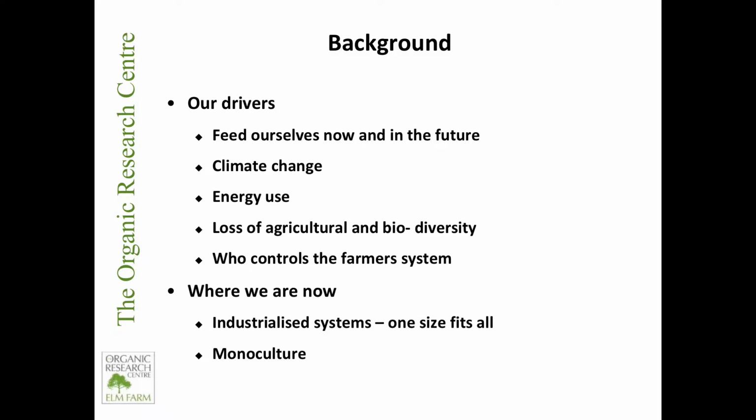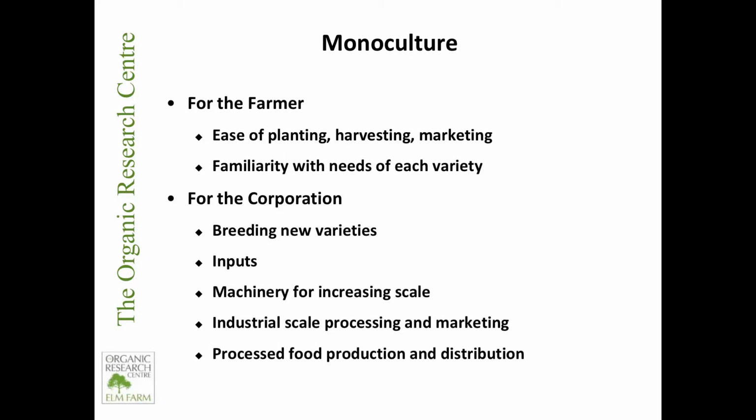And so we're now in a situation where we have an industrialized system where one size fits all. It's produced somewhere, maybe processed somewhere else, bought somewhere else, and consumed somewhere else. And we're continually driven down the monocultural route. There are benefits. For the farmer, there's an easy system here: it's easy to plant, harvest and market, it's all designed. This basically comes with a toolkit. For each variety, whether it's a wheat or a barley or a vegetable, they know how to treat it. They know when they've got to spray it.